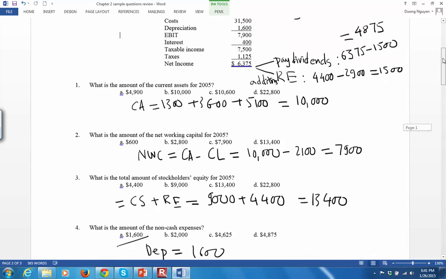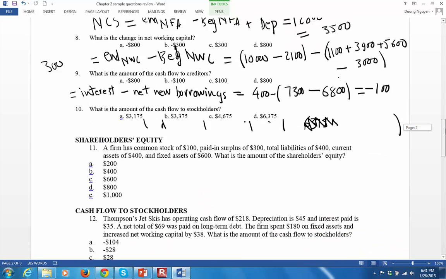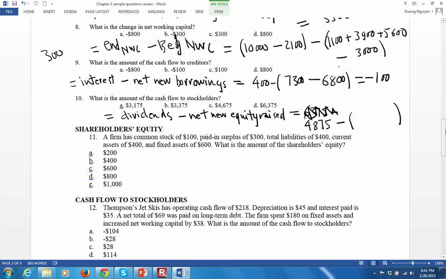How much is the net new equity? It is equal to 9,000 minus 8,800, and the answer is equal to 46.75.